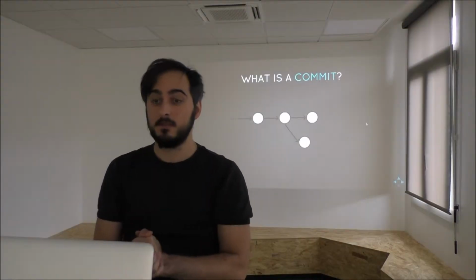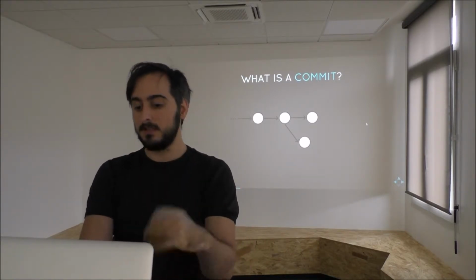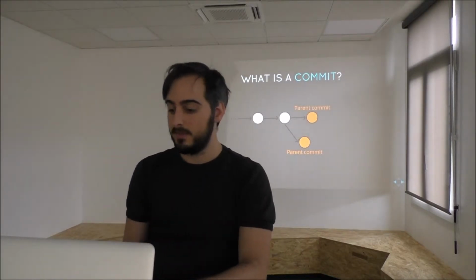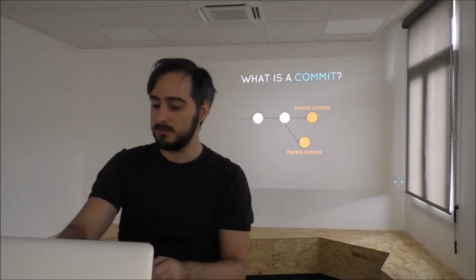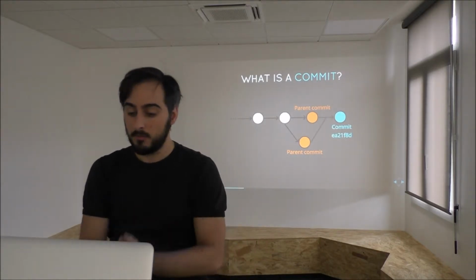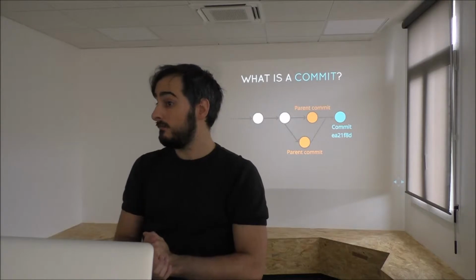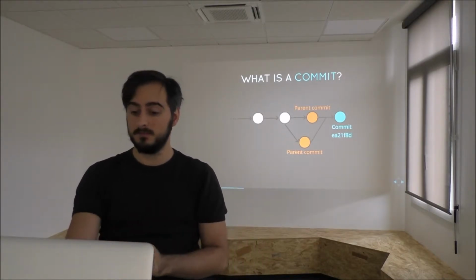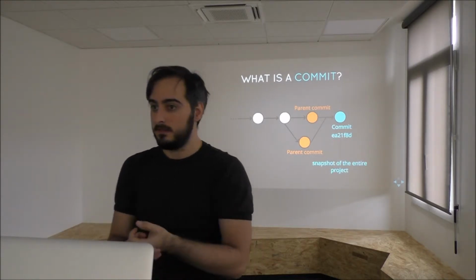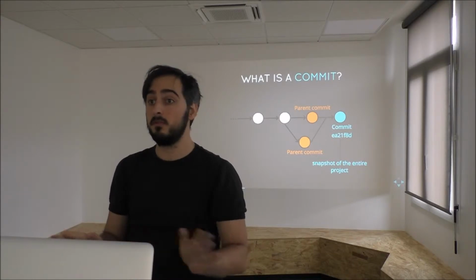So let's see with the drawing. Concretely, you have to draw to understand what a commit is. So here is a list of commits, and the arrows are representing the relation between the parent commit and a commit. So here we have a blue commit, identified by a unique hash. It has a certain number of parents, here, 2. And what is in it is a snapshot of the entire project. Nothing more, nothing less.